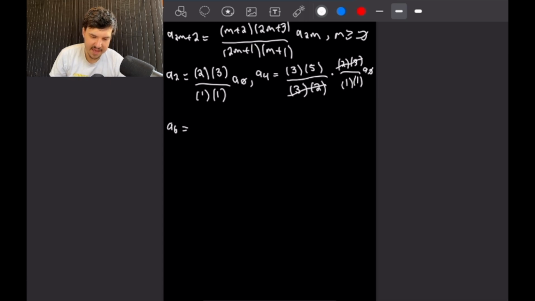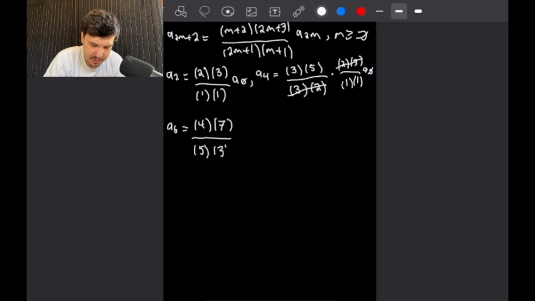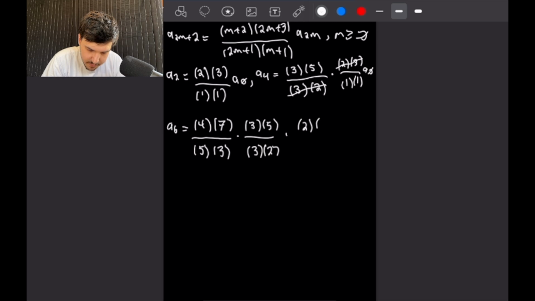Well, when we have a sub 6, m must be equal to 2. So when m is equal to 2, our numerator will be 4 times 2 times 2, which is 4, plus 3, which is 7. And that will be over 2m plus 1, which will be 5, times m plus 1, which will be equal to 3. Great. And that will be times our a sub 4, which, as we wrote above, will be 3 times 5 over 3 times 2, which is times 2 times 3 over 1 times a sub naught. And indeed, we have kept this pattern. Well, the numerators of each successive term will be canceled by the denominator of the next one.